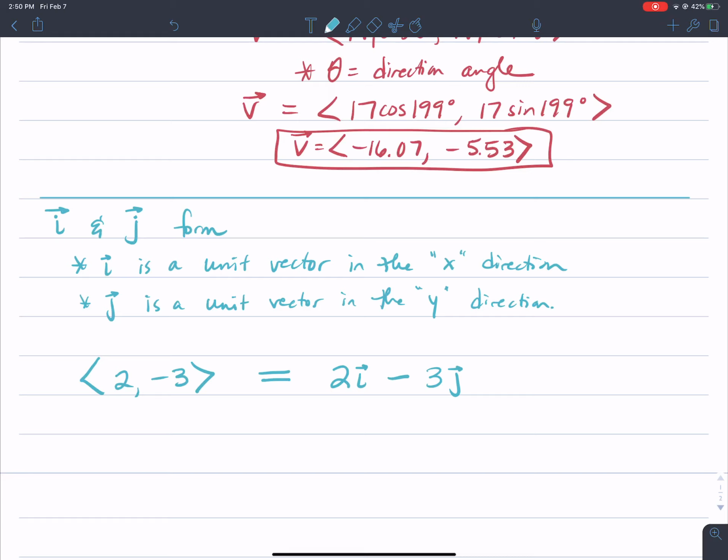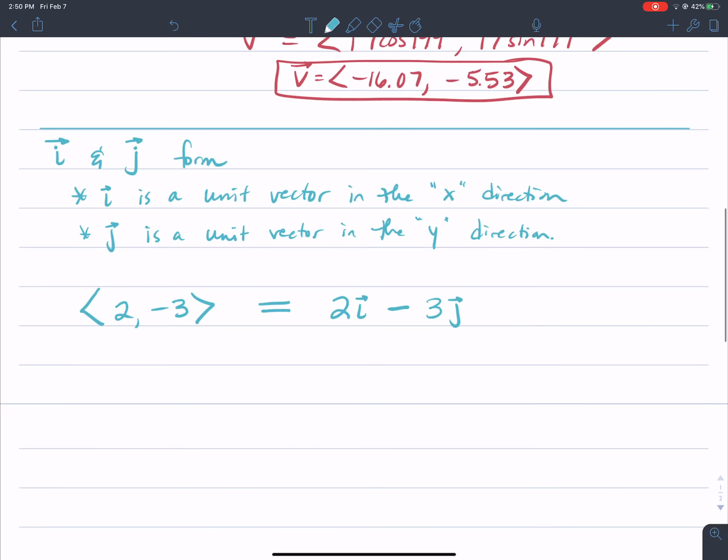All right, so you might see some problems like on WebAssign, on your final exam perhaps, that will have the I and J's instead of the triangle braces. The triangle braces are way nicer to look at.